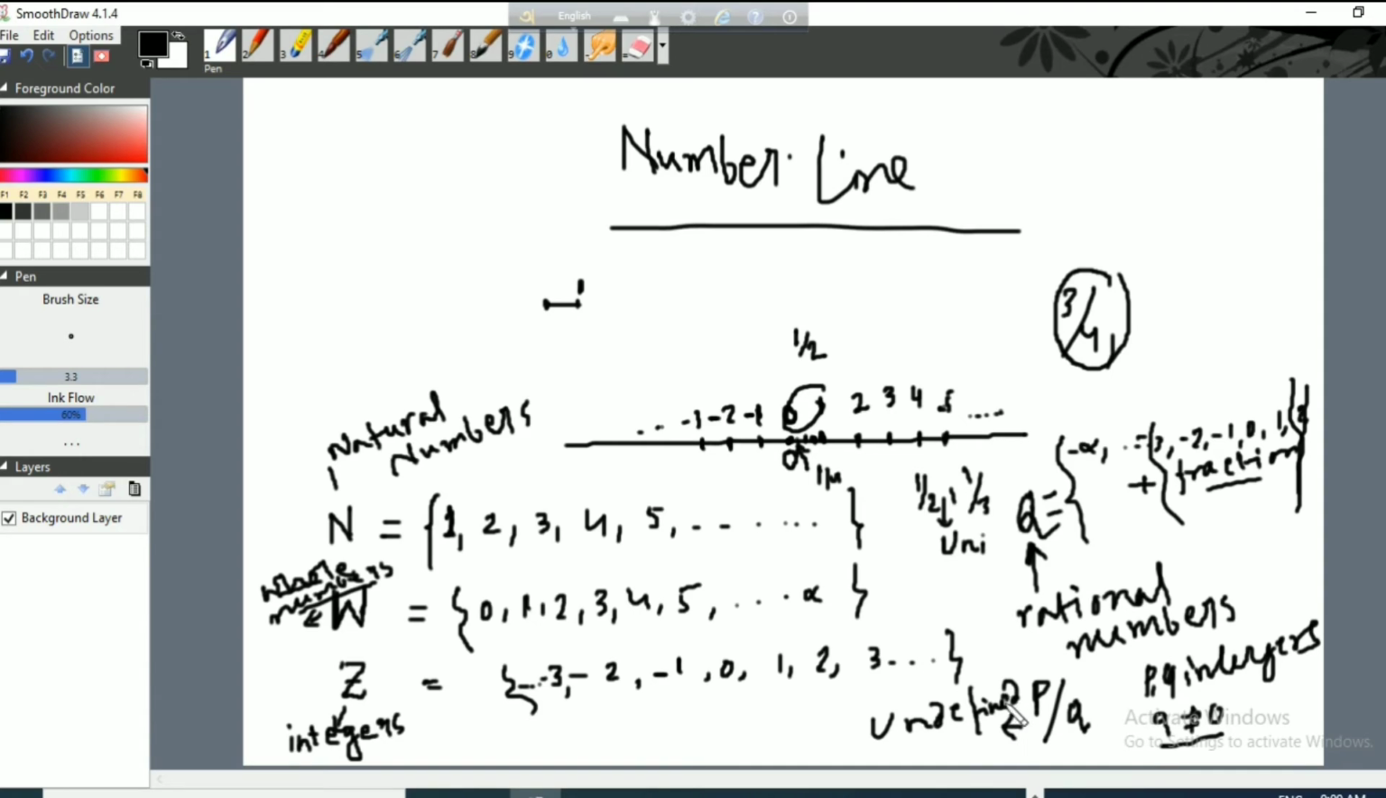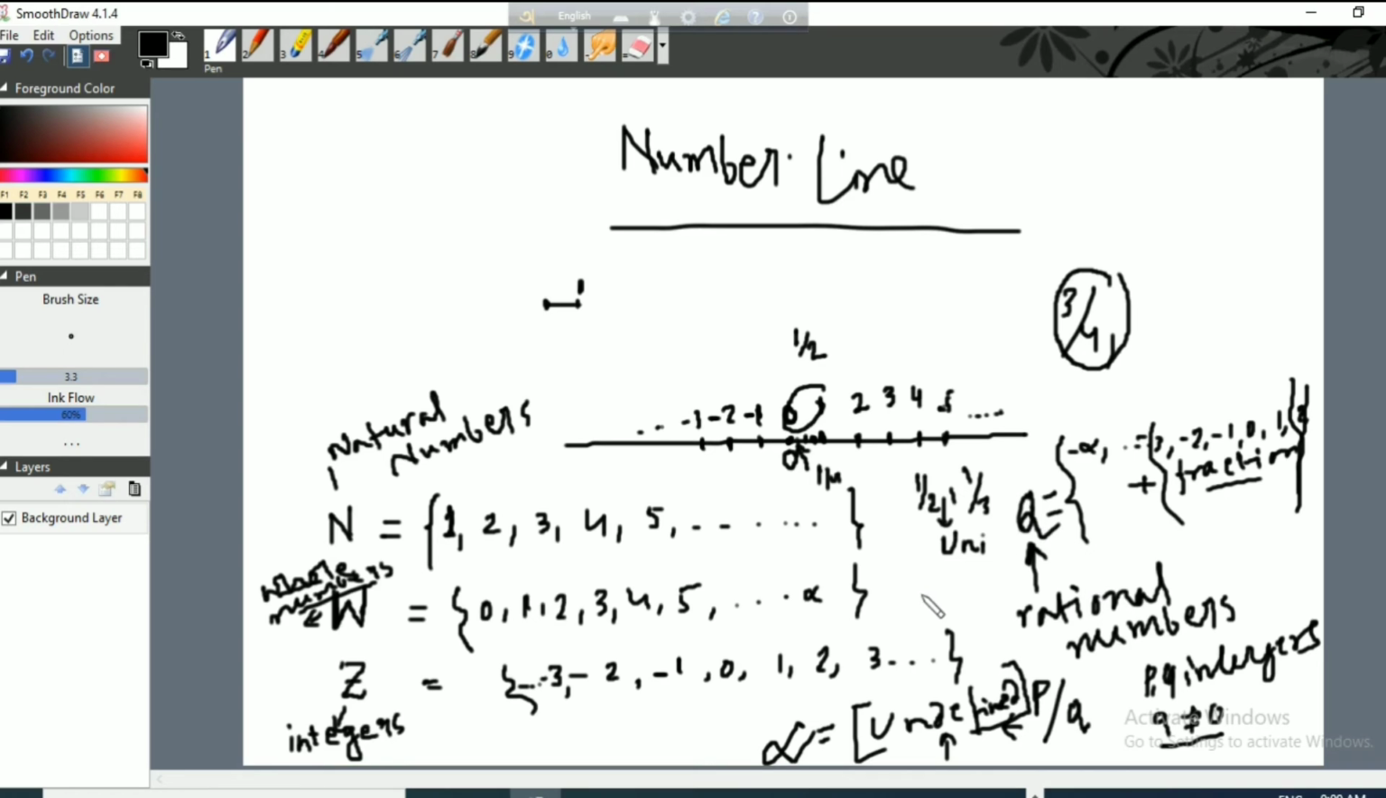Infinity and undefined are two different things. Okay, so this is undefined, we don't call it infinity, we call it undefined. Even though it is written like this, this is not infinity, this is undefined. P by Q is undefined if Q is 0.